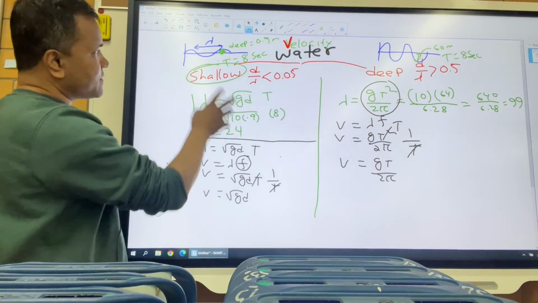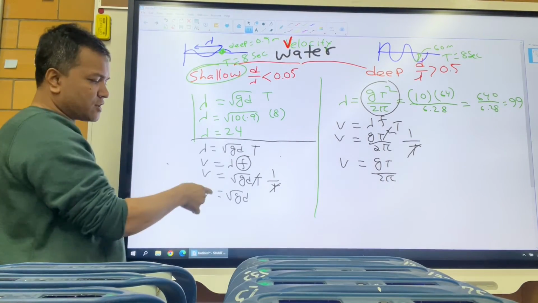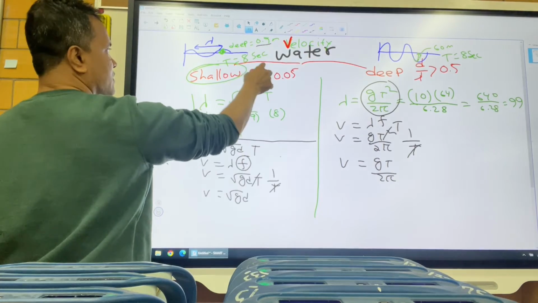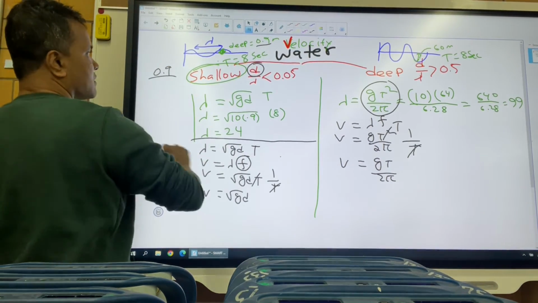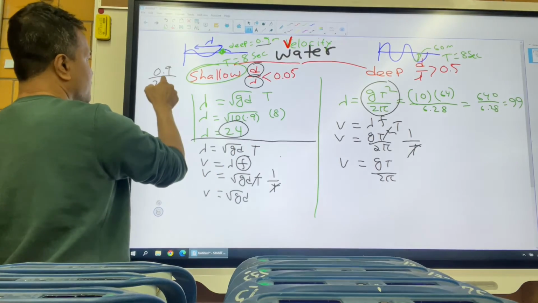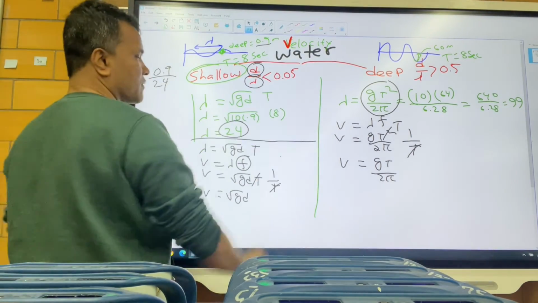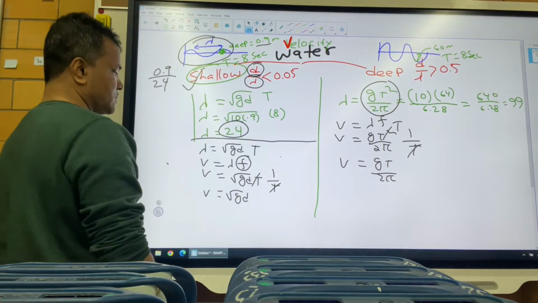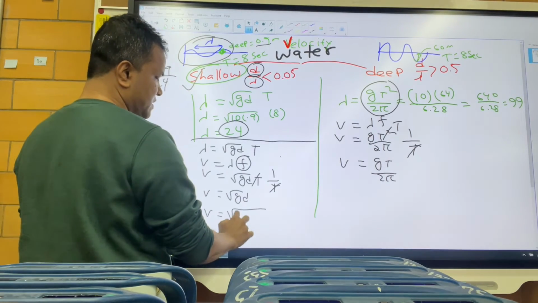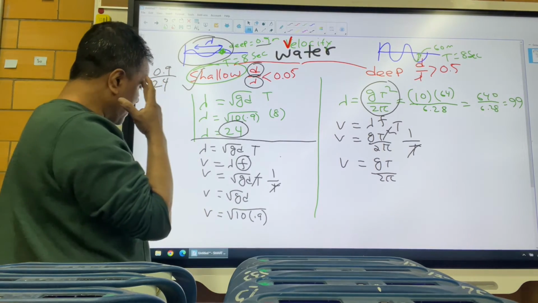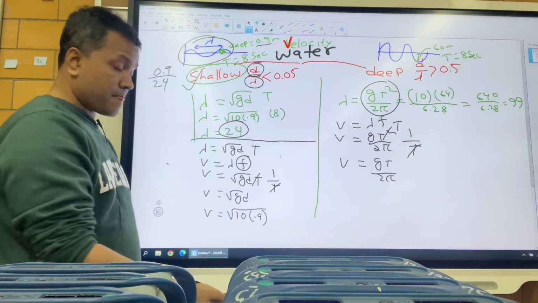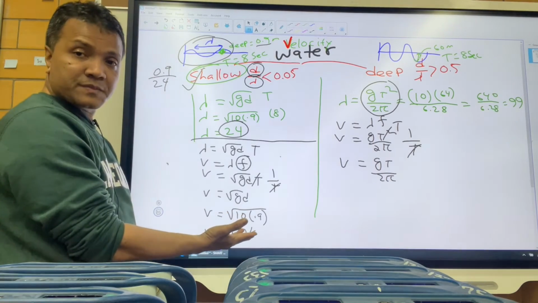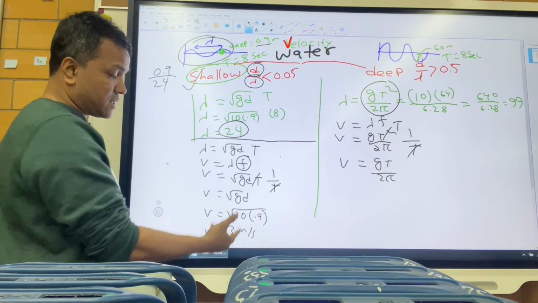Now, how do we know this is shallow water? If it is shallow water, then we're going to use this equation. Let's verify. D is 0.9. Lambda is 24. So 0.9 over 24, and that is less than 0.5. Yes. So this is shallow water. So we can find the velocity. G is 10, D is 0.9. All right. So 10 times 0.9 is 9, and then the velocity is 3 meters per second, because the square root of 9 is 3.